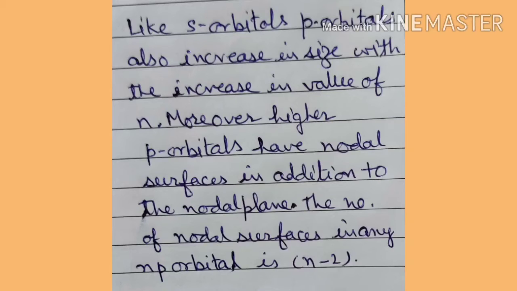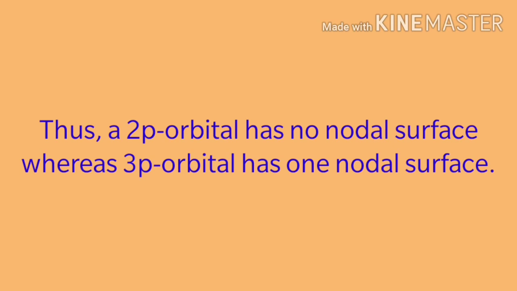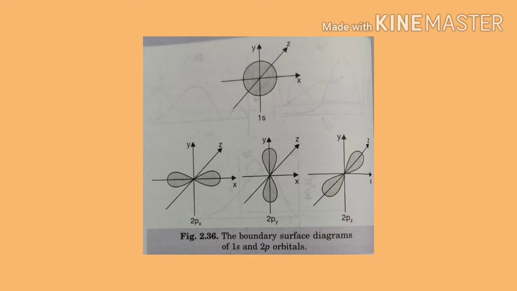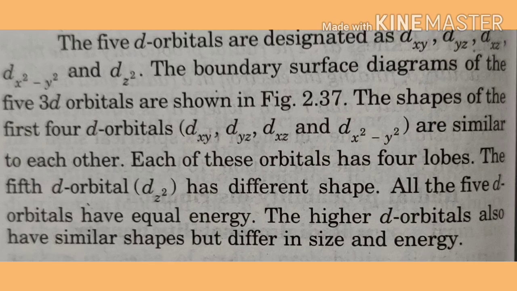Moreover, higher energy p orbitals have nodal surfaces in addition to the nodal plane. The number of nodal surfaces in any np orbital is n minus 2. Thus, a 2p orbital has no nodal surface, whereas a 3p orbital has one nodal surface. So this is for the p orbital. Now you can see in the diagram. The diagram is here. Now the next, for the d orbital.